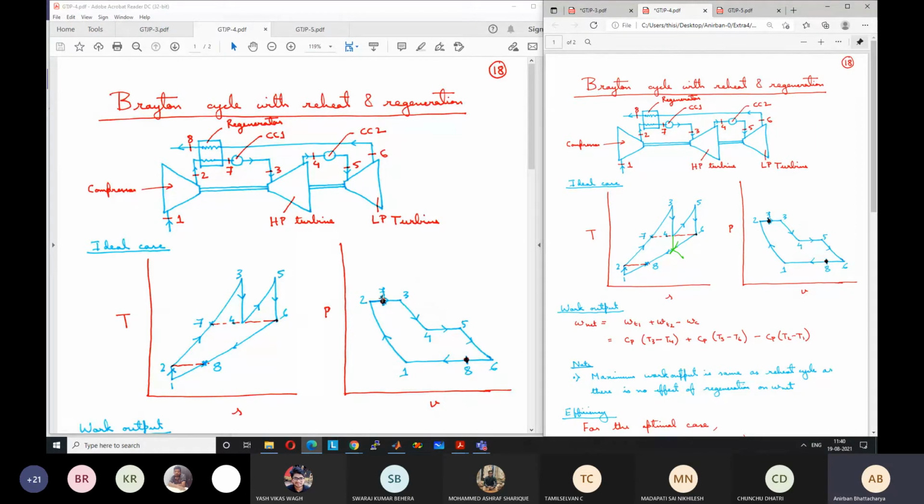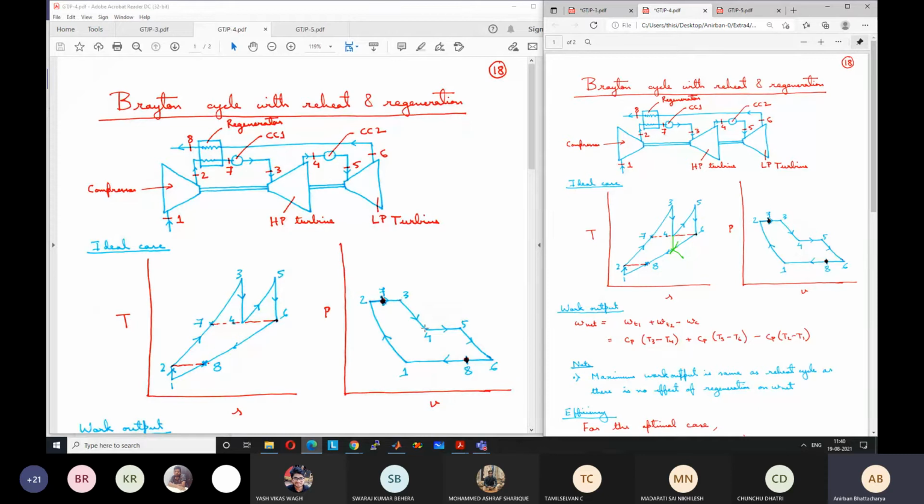You cannot locate that point exactly in the PV diagram. Okay, you can locate it, but not while drawing. You have to locate it based on the change in volume due to heat addition. So from 7 to 3 is the constant pressure heat addition in the combustion chamber.